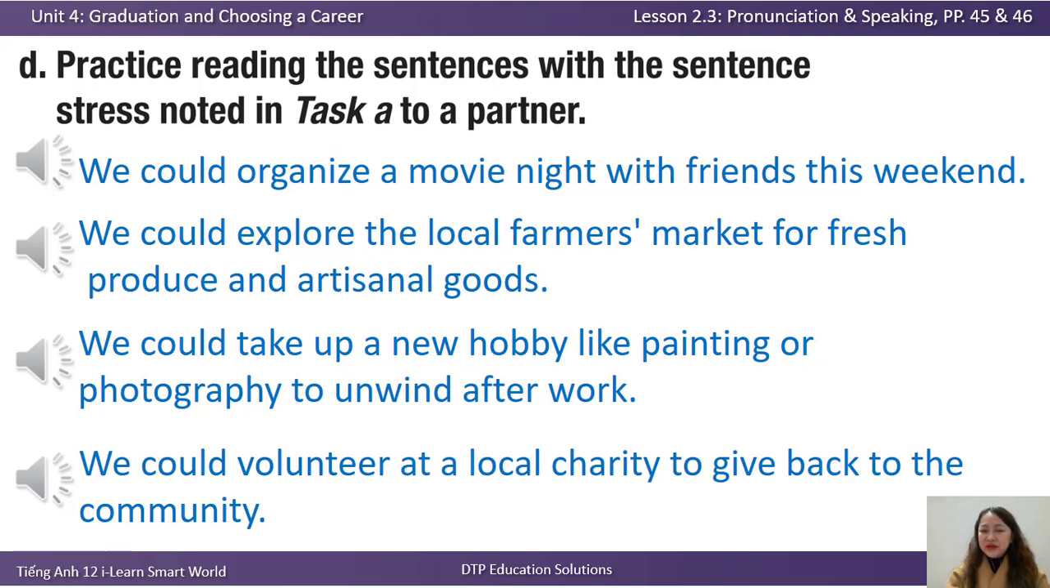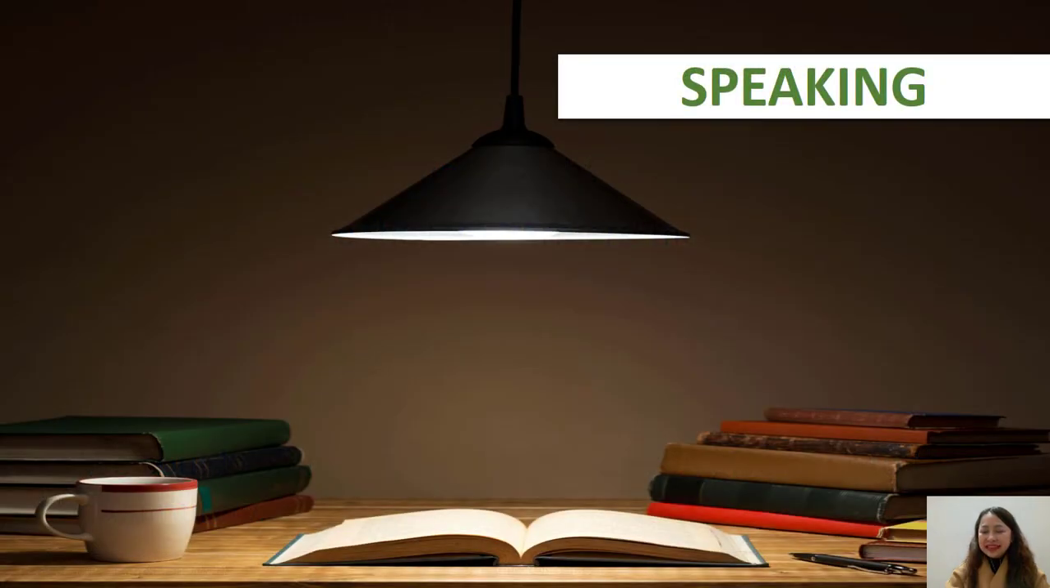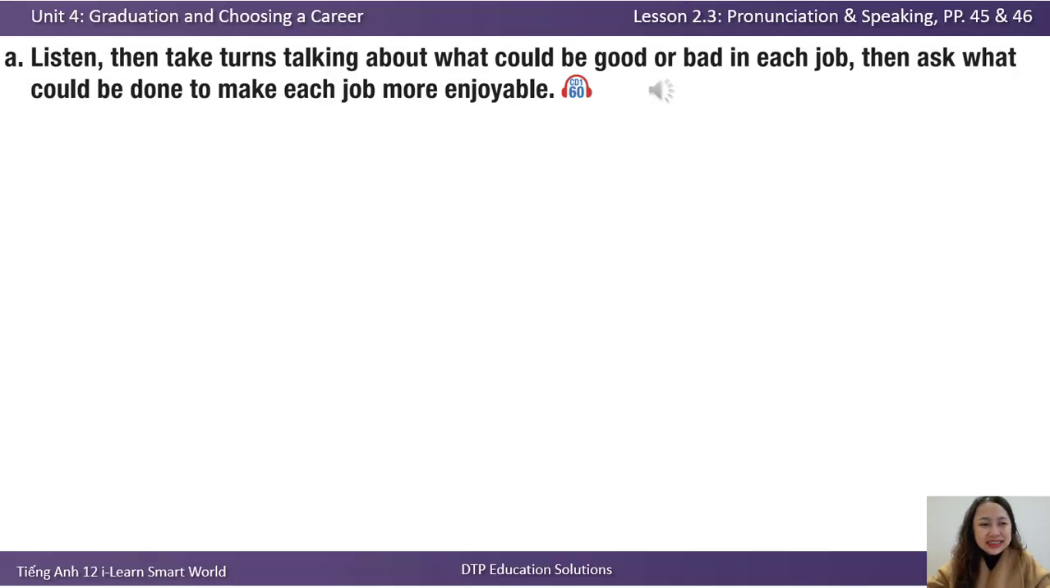Let's take this confidence into the next part, speaking, of our lesson today. Look at part A. Listen, then take turns talking about what could be good or bad in each job. Then ask, what could be done to make each job more enjoyable? In this activity, we'll ask and answer questions, just like having a conversation. Let's get started.